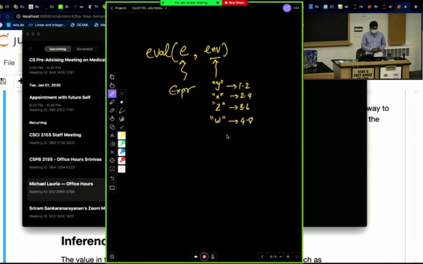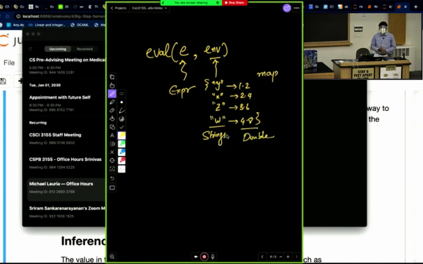So you can say, here is my environment. Whenever you see a y, it's a 1.2. Whenever you see an x, it's a 2.4. So you give the substitution. This identifier maps to this value. And who gave that to me? It's given. That's it. If you don't have the environment, then you are not going to be able to do it. Right? So environment is just a map. It's just a map from identifier names or strings to double precision numbers.